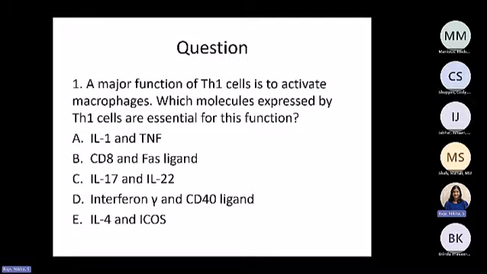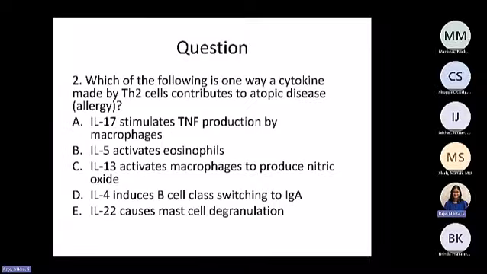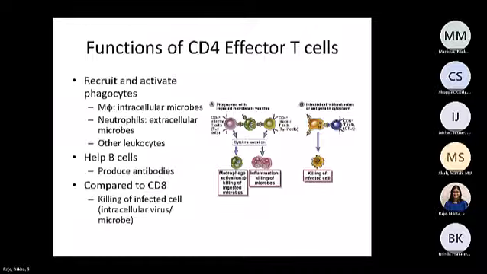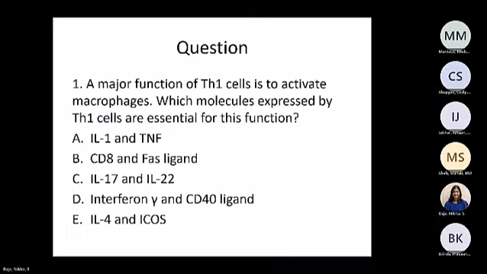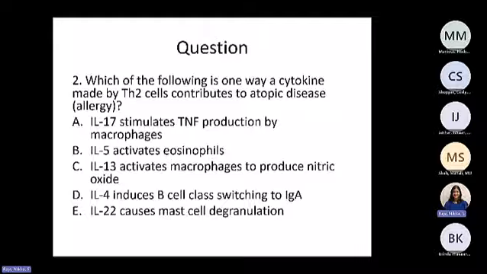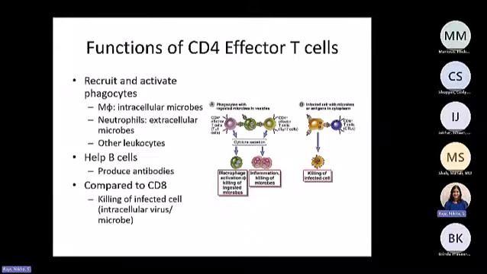Major function of Th1 cells is to activate macrophages. Which molecules expressed by Th1 cells are essential for this function? Which of the following is one way a cytokine made by Th2 cells contributes to atopic disease? I feel like there was one more question. I don't know what I did here, but anyways, we'll come back and maybe we'll have 3 questions at the end. So let's talk about the function of CD4 effector T cells.